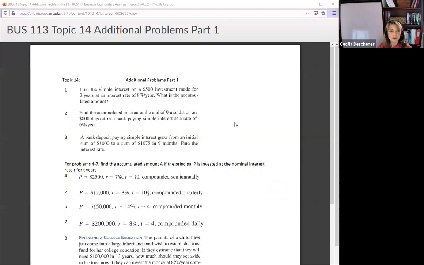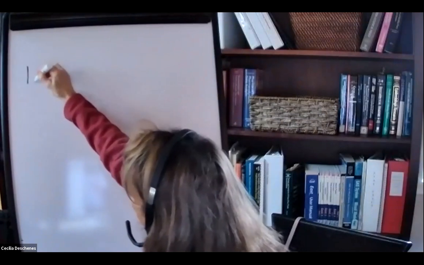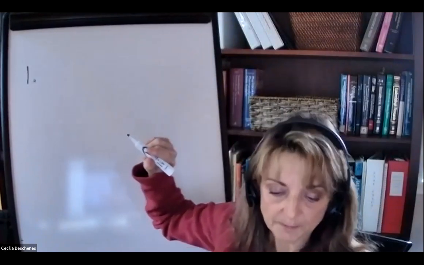So the first one is to find the simple interest on a $500 investment made for 2 years at an interest rate of 8% a year. And we're asked to find what is the accumulated amount. So let's go ahead and try that one. This is the first problem.